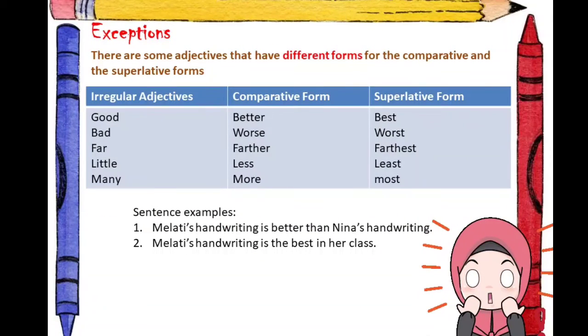There are some adjectives that have different forms. It means that you have to remember this because the pattern is different from before. For example, good becomes better, and then the superlative becomes best. Bad, the comparative becomes worse, and the superlative becomes worst. And then far, the comparative becomes farther, and the superlative becomes farthest. Little, the comparative becomes less, and the superlative becomes least. Many, the comparative becomes more, and the superlative becomes most.